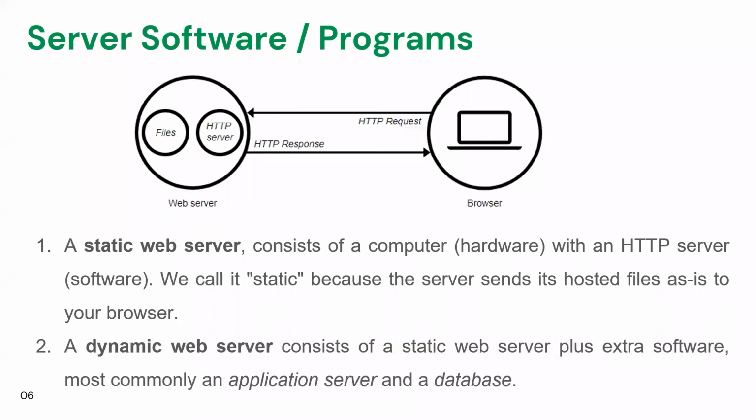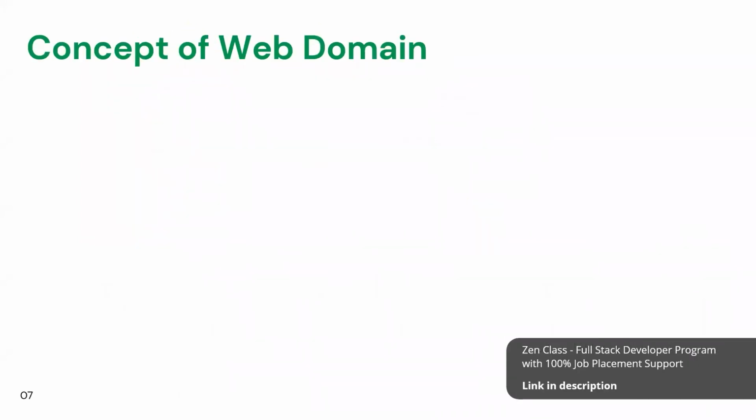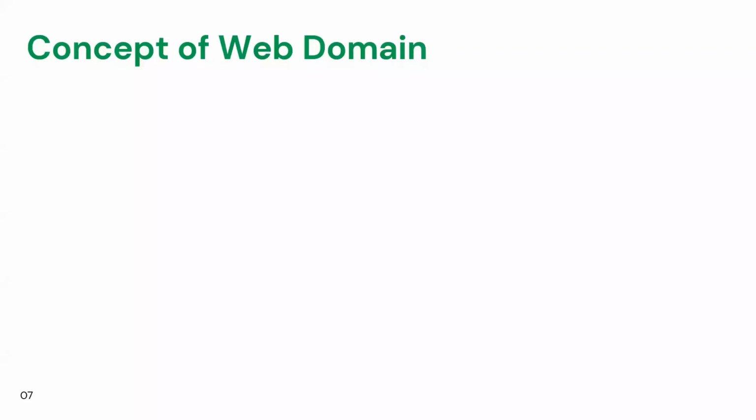So a dynamic web server consists of a static web server plus extra software, mostly an application server and a database, which is basically used to update the database. Before going directly to how we can develop a website, first we need to understand the concept of a web domain.